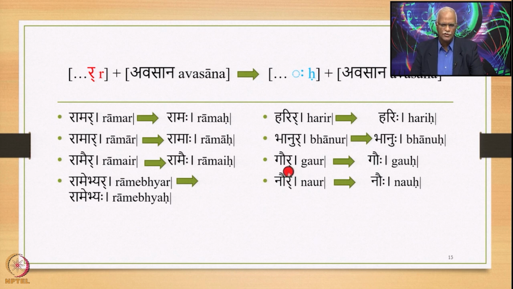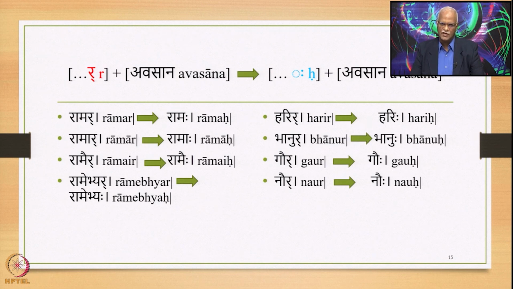Similarly Gaur, this is also 1/1 of the Pratipadika Gau or Go, and then you have Gaur, Gauhu as the finally derived form. Similarly Naur, this is 1/1 of Nau and so this R is substituted by a Visarga because there is nothing that follows, there is Avasana that follows, and so we get the finally derived form Nauhu. This is about Kharavasanayor Visarjaniyaha. So this Visarjaniya comes in place of R.